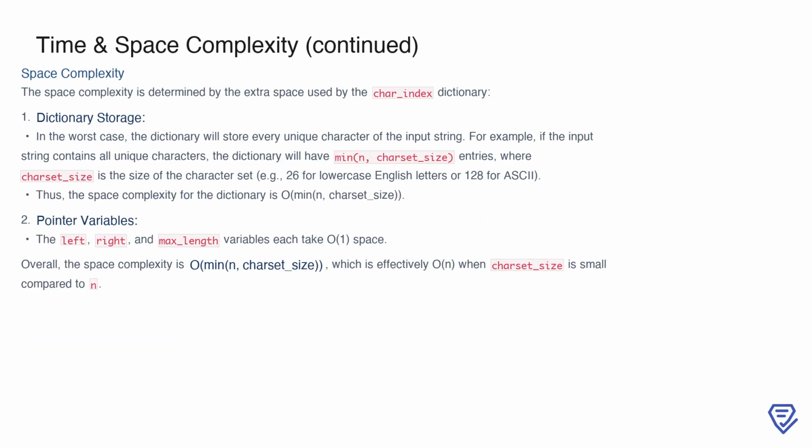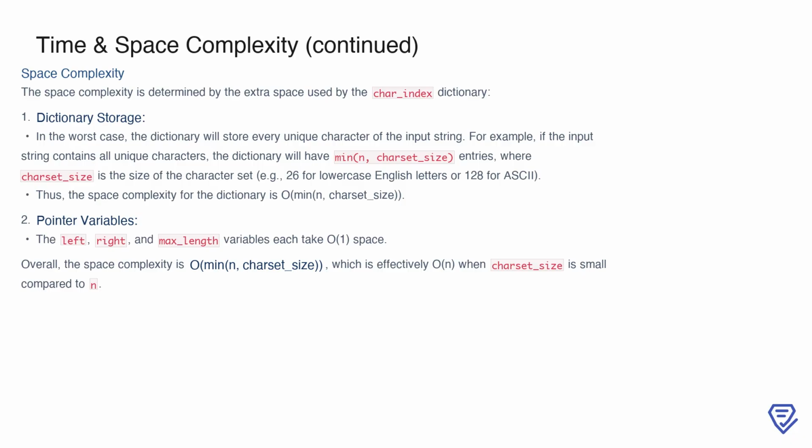The space complexity is determined by the extra memory allocated for the dictionary used to store character indices. In the worst case, the dictionary will contain one entry for each unique character in the string. If the string has all unique characters, the dictionary size will be the minimum of the string length n and the size of the character set, denoted as charset_size. For example, this could be 26 for lowercase English letters or 128 for ASCII characters. Therefore, the space complexity for the dictionary is O(min(n, charset_size)).